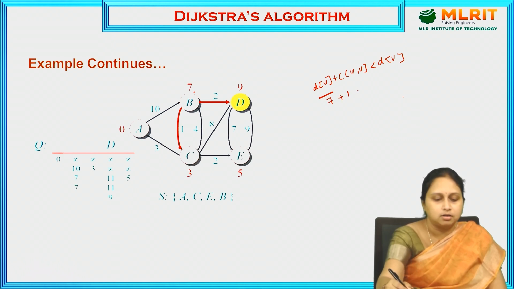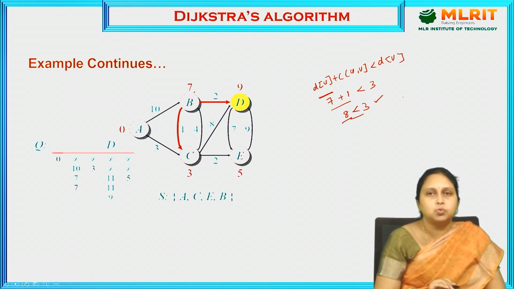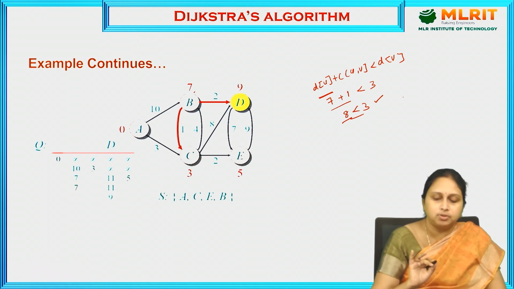1 is less than D of V value, which is 3. 7 plus 1 is 8. 8 less than 3? No. So we are going to place only 3 as it is. We don't find any change here. The same 3 will be there.